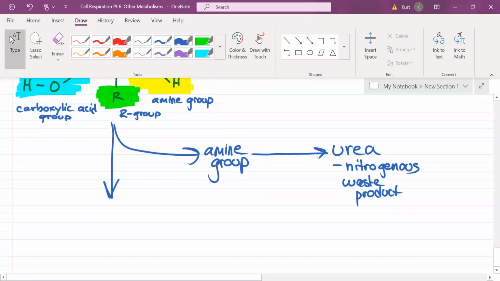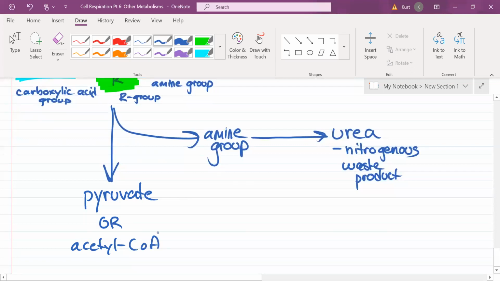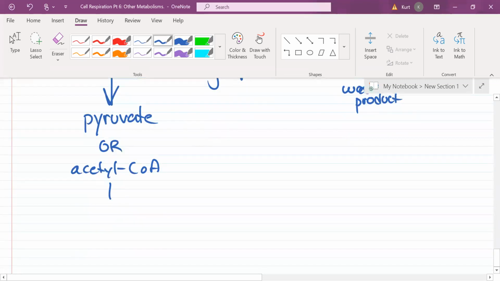All right, so you take out the amine group, and then what you have left is the R group and the carboxylic acid group. This is where you can get various molecules. The rest of it can be converted to pyruvate, or acetyl coenzyme A, or succinate.